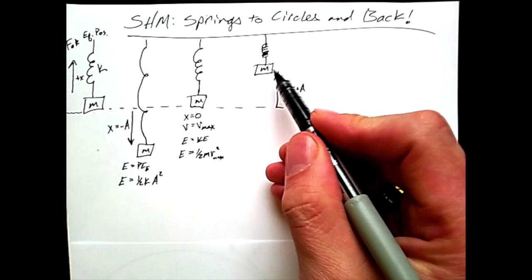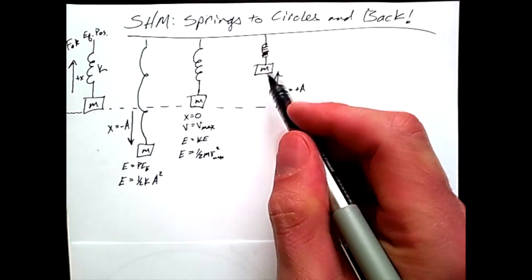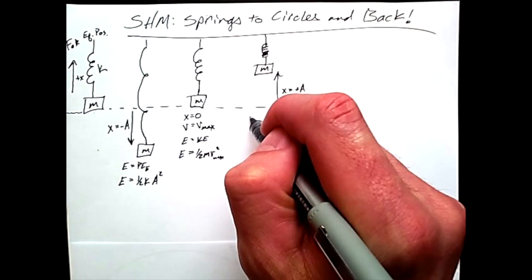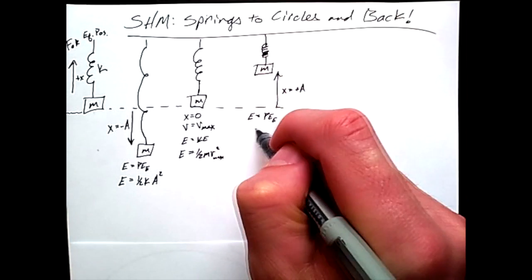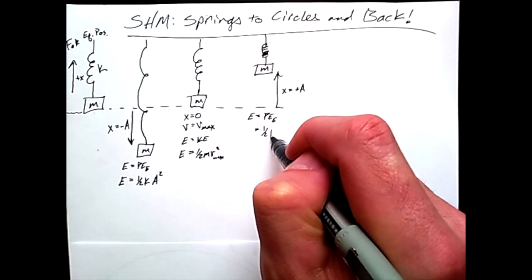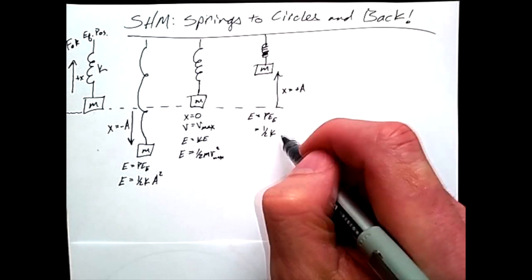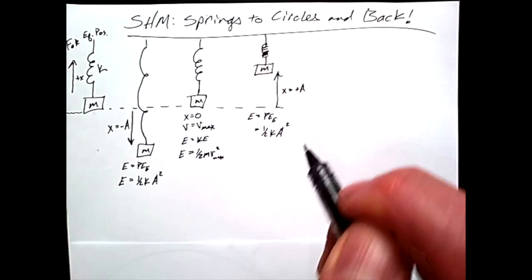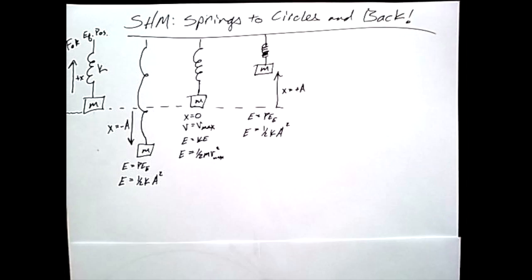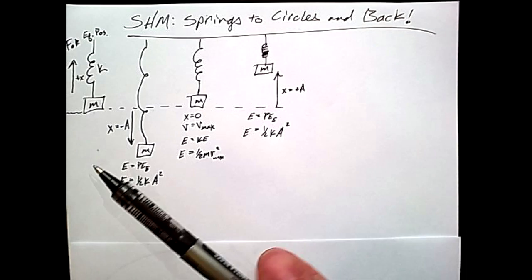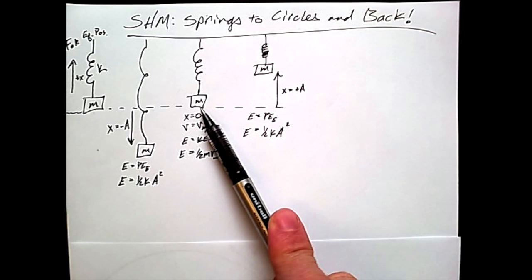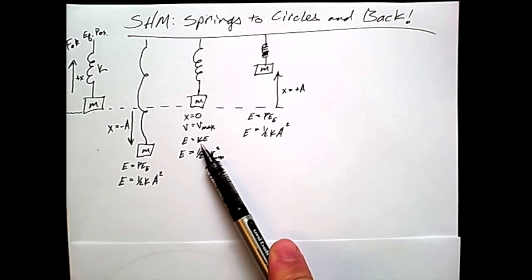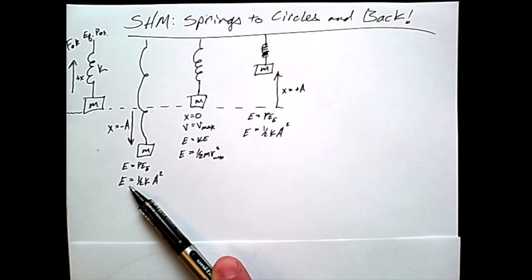Here at the highest point, the velocity goes to 0, so it is no longer kinetic energy, but instead back to elastic potential energy, which again is 1/2 kx squared. X being at the maximum value would be A. The fact that it's positive or negative would be irrelevant, so A squared, and E equals 1/2 kA squared. So what we see is that at the extrema points, the maximum velocity determines the maximum kinetic energy, and the maximum displacement amplitude determines the maximum elastic energy.